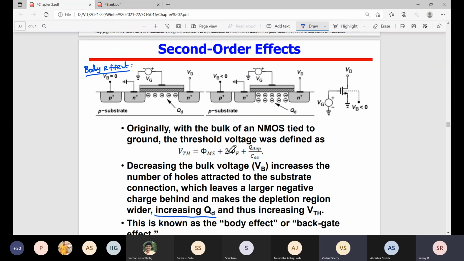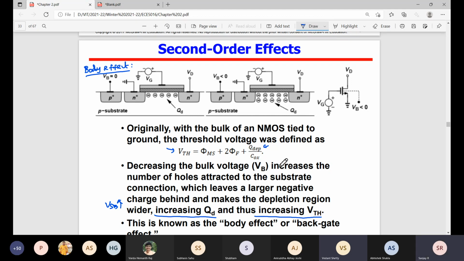So due to body effect, depletion charge is increasing. So we need to apply some more voltage to turn on the transistor. So threshold voltage is increasing. I hope you understand the way I explained. Increasing QD, so VSB increases, it widens the depletion region. That means immobile charge increasing, so that will increase the VT. That's the body effect.